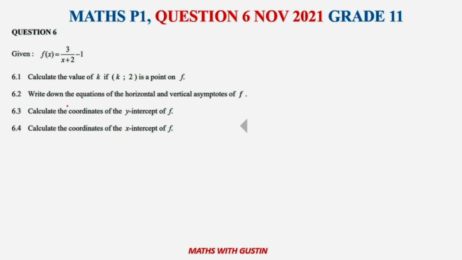Question 6, November 2021, grade 11 maths paper 1. So let's have a look at, it was a hyperbola. It was a function question with a hyperbola in it. It is divided into 8 questions from 6.1 up until 6.8.